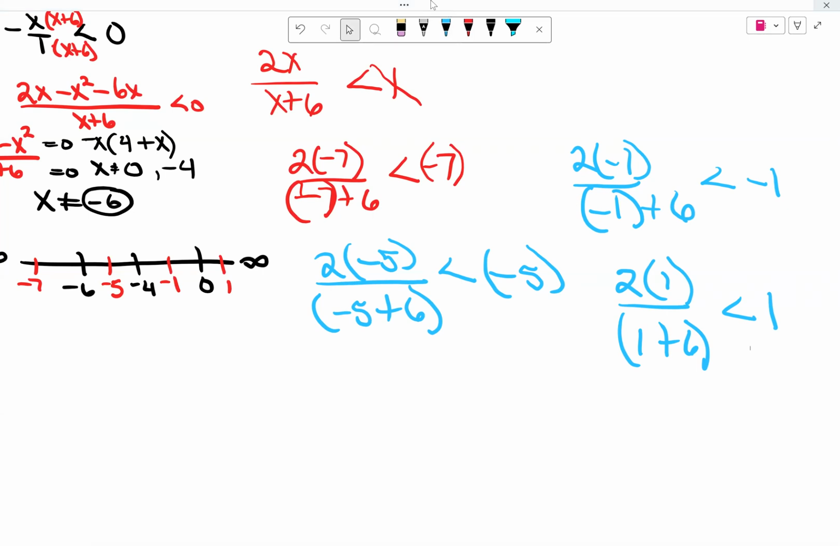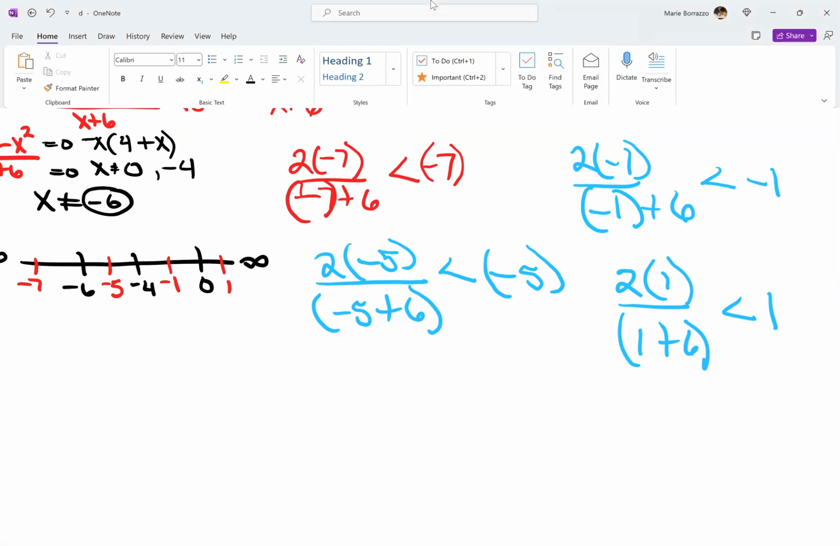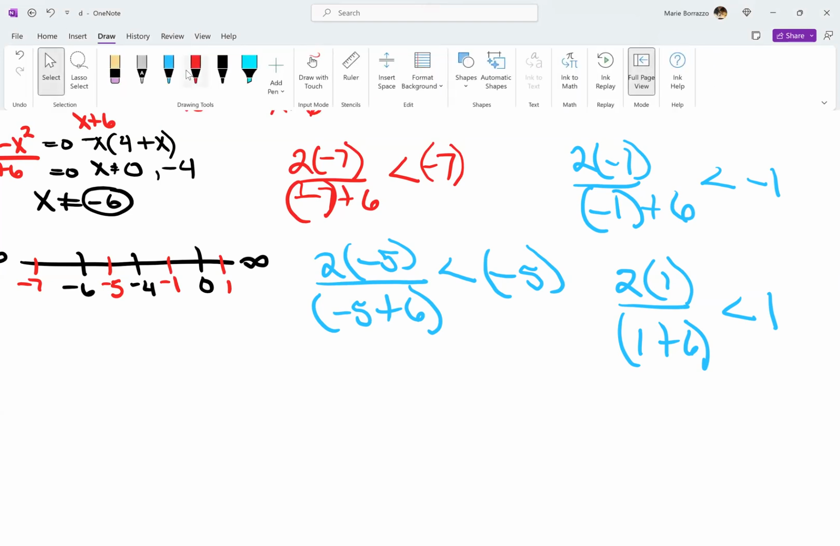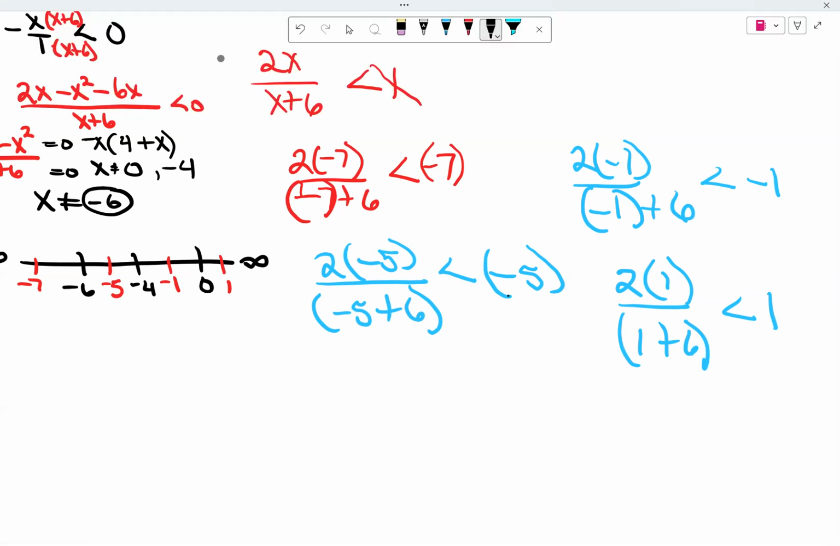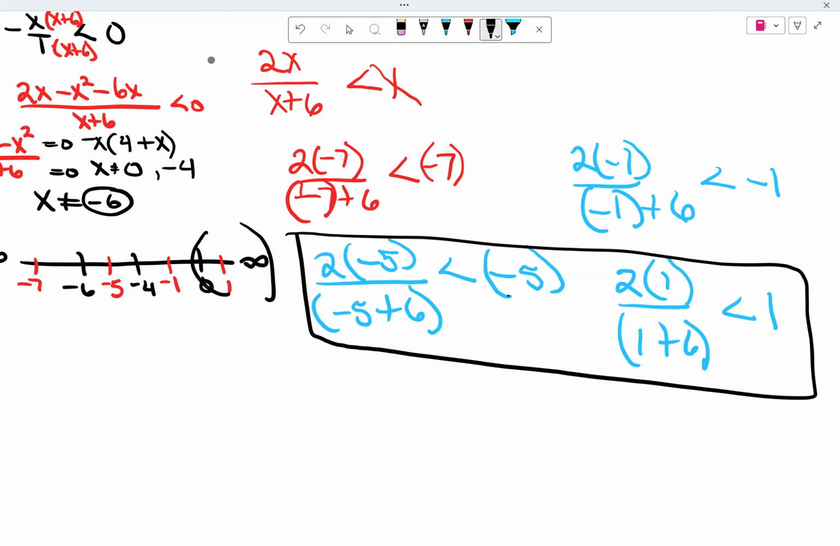I end up with 2 intervals that work. If you notice, the -5 works, and so does the 1. So both of these work. That means that negative infinity to -6 is one answer, and the other answer is -6 to -4. And that's just mental math.